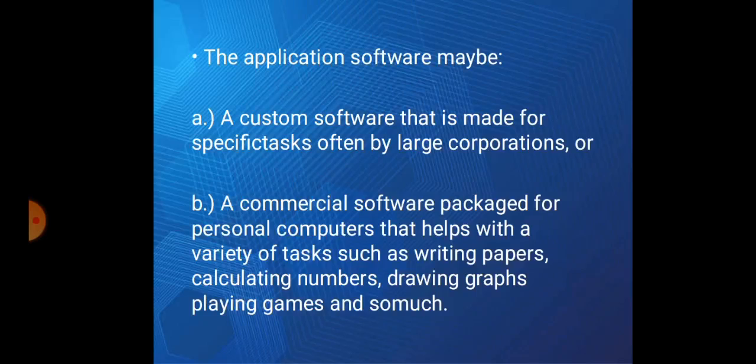So the application software can be divided into two varieties. First is the custom software. Custom software is made for specific tasks, often by large corporations. The second is the commercial software. It is packaged for personal computers that helps with a variety of tasks such as writing papers, calculating numbers, drawing graphs, playing games, and such.